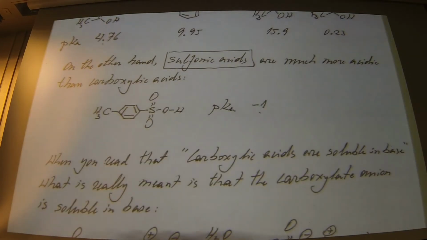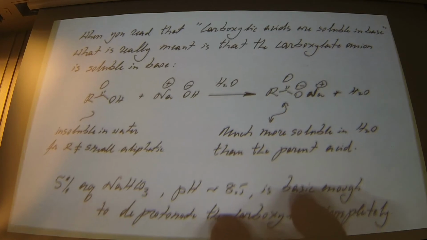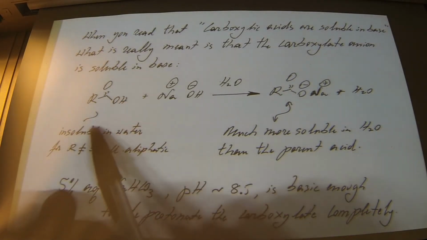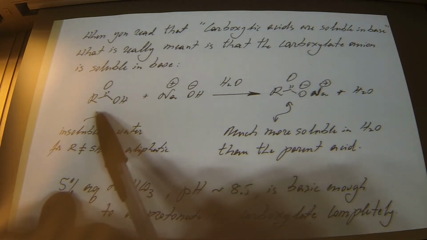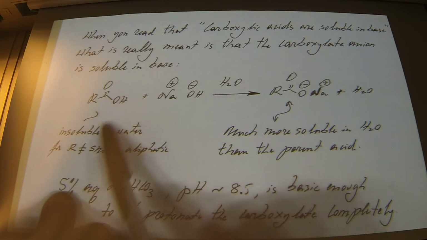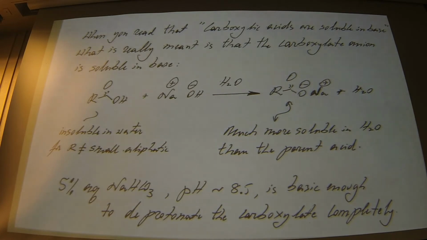Now, one thing that you will read very often is that carboxylic acids are soluble in base, aqueous base. And what is really meant by that is that the conjugate base, the carboxylate, is soluble in base. Usually, unless this R group is hydrogen, methyl, ethyl, butyl, no good. In those cases, these are going to be water soluble. And actually, you knew that, right? Because vinegar, for R is CH3, vinegar dissolves in water in all proportions, right?